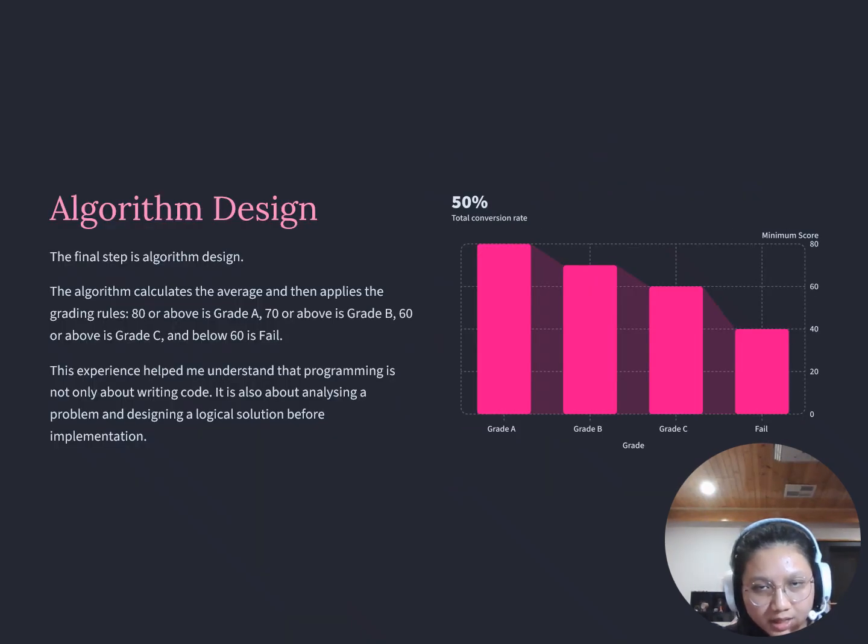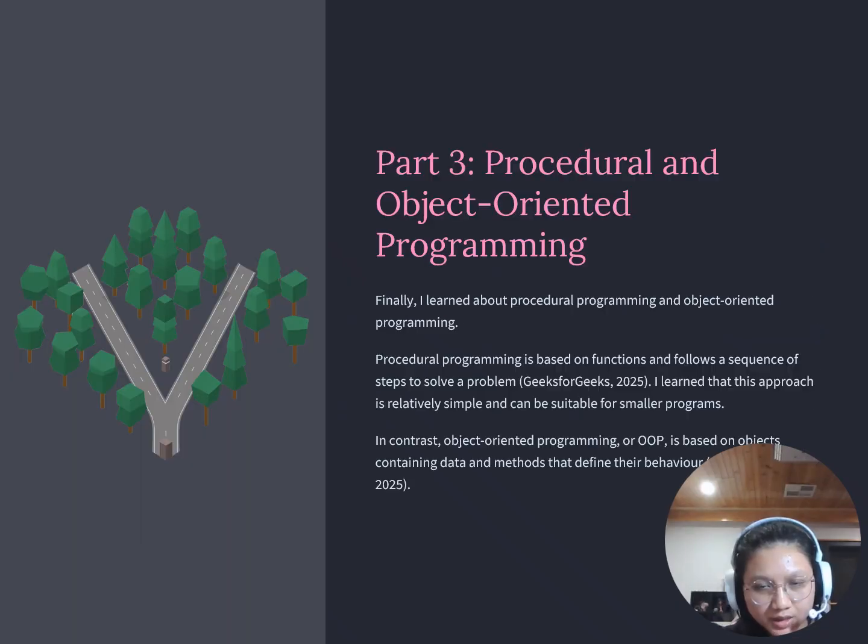The final step is algorithm design. The algorithm calculates the average and then applies the grading rules. 80 or above is grade A, 70 or above is grade B, 60 or above is grade C, and below 60 is fail. This experience helped me understand that programming is not only about writing code, it's also about analyzing a problem and designing a logical solution before implementation.